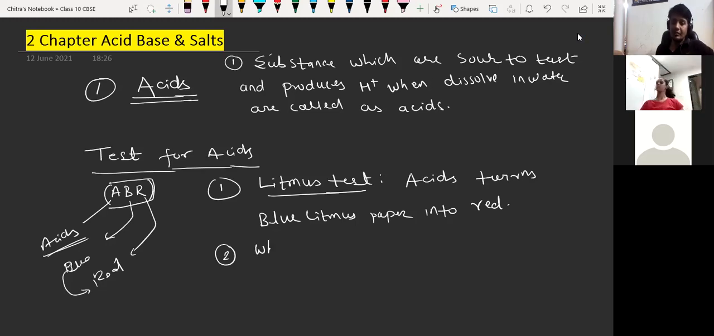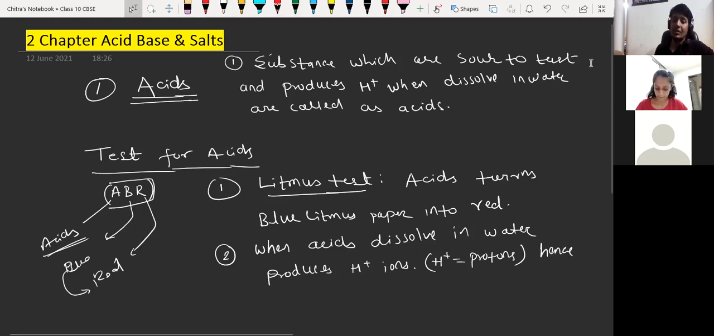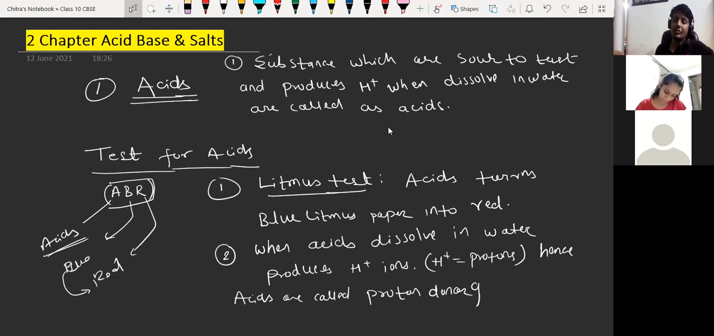Another test. When acids dissolve in water, they produce H positive ions, and H positive ions are considered as protons. Hence, acids are called protic acids, or proton donors. Why are H positive ions considered as protons? Any idea? Take a screenshot.